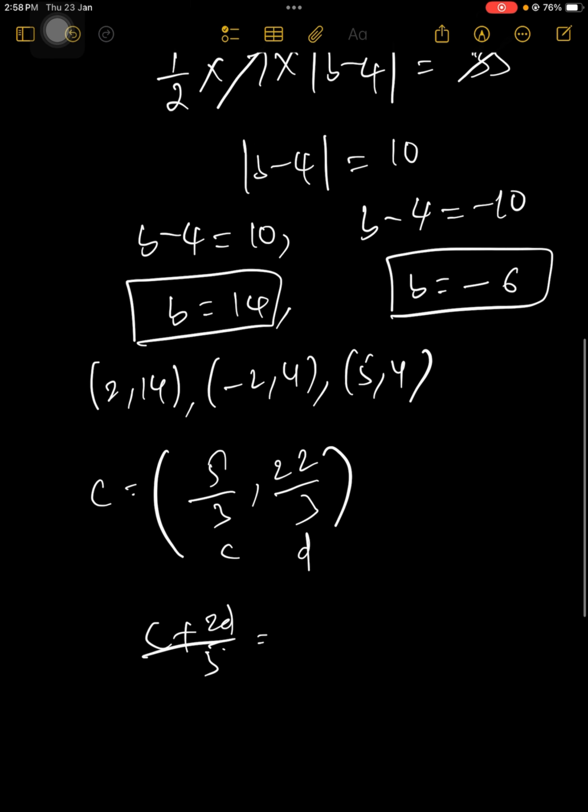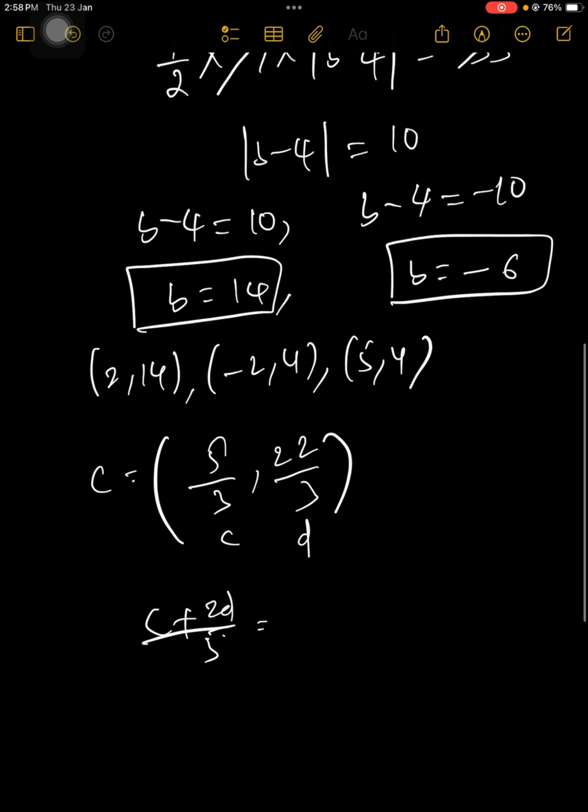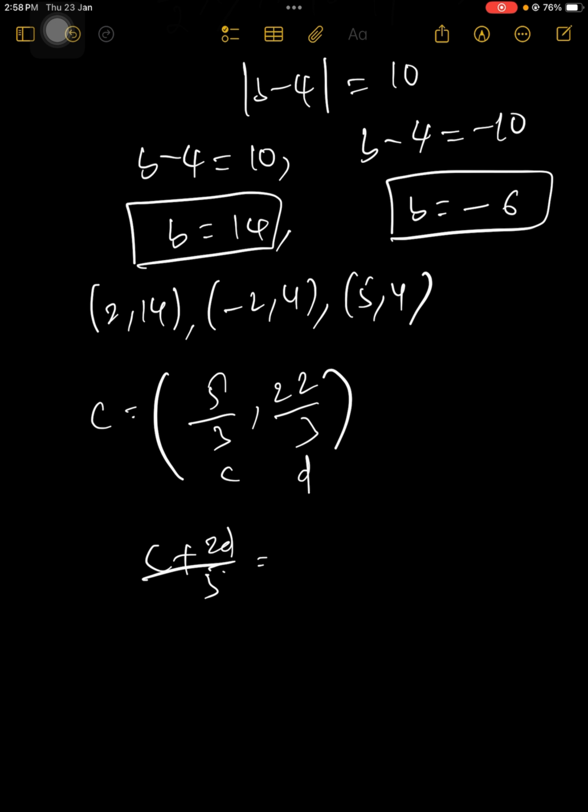Okay, yeah, centroid c is 5 by 3, 22 by 3. There are no values, they will get cancelled. 22, 27 by 3, 27 by 3 by 3. So 27 by 3 by 3, 27 by 9, the answer is 3.